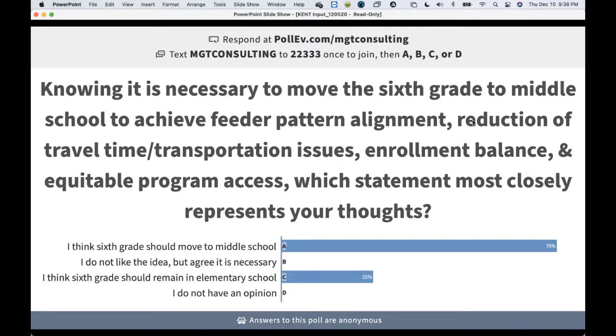Again, I'll reread the question and then the responses. Knowing it is necessary to move the 6th grade to middle school to achieve feeder pattern alignment, reduction of travel time and transportation issues, enrollment balance, and equitable program access, which statement most closely represents your thoughts? Text A, if you think 6th grade should move to middle school. Text B, if you do not like the idea but agree it is necessary. Text C, if you think 6th grade should remain in elementary school. And text D, if you do not have an opinion.